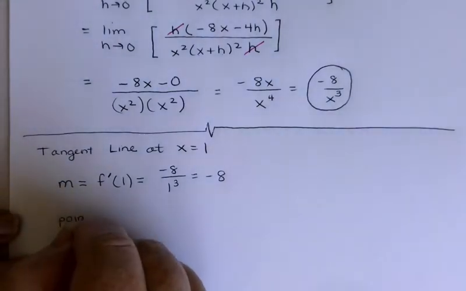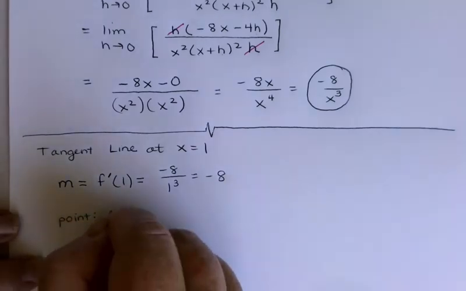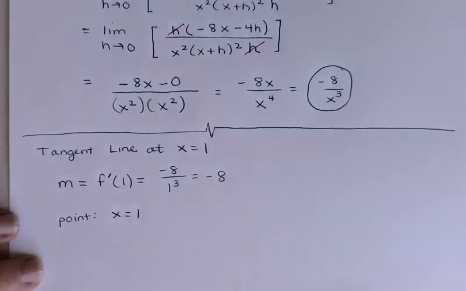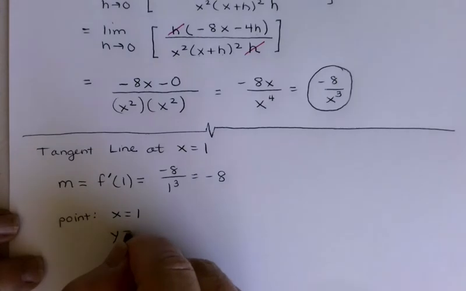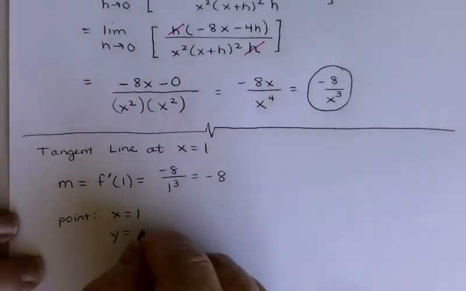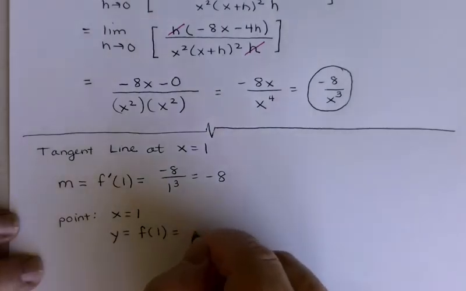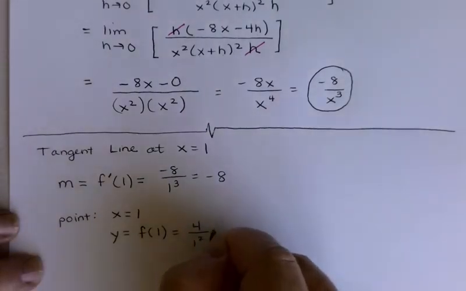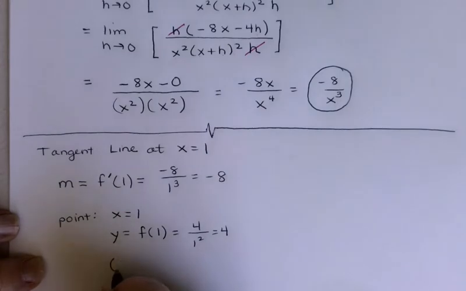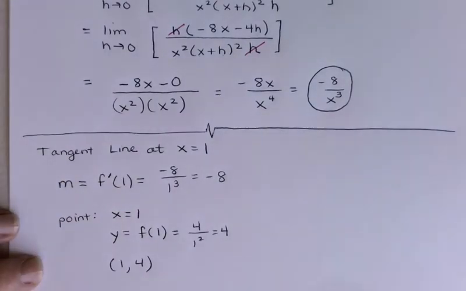And then my point, again, they already told me they want x equal 1. To get the y value, I'll go back to the original f of x and plug in 1. So 4 over 1 squared gives me 4. And my point is (1, 4).